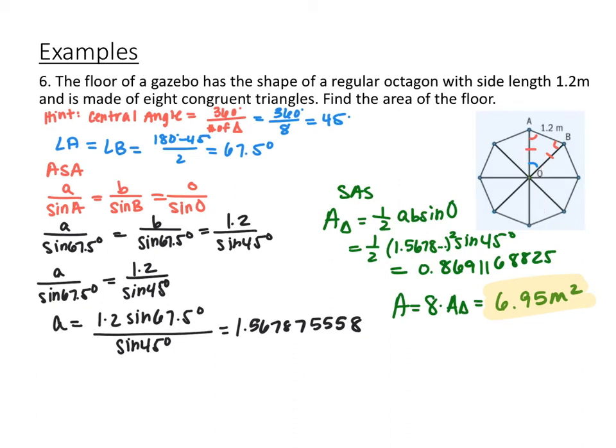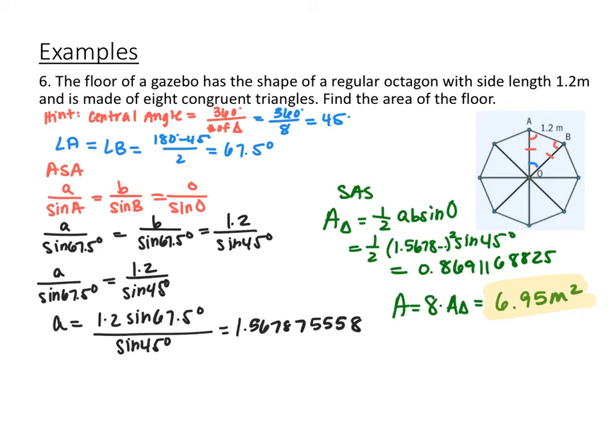So I solved for side A over sine 67.5 degrees is equal to 1.2 over sine of 45 degrees. Multiply both sides by the sine of 67.5 degrees, and you get these congruent sides here to be 1.5678, and so on and so forth. Now we have a side angle side triangle, so I looked at the two congruent sides and the angle between them with this central angle here.